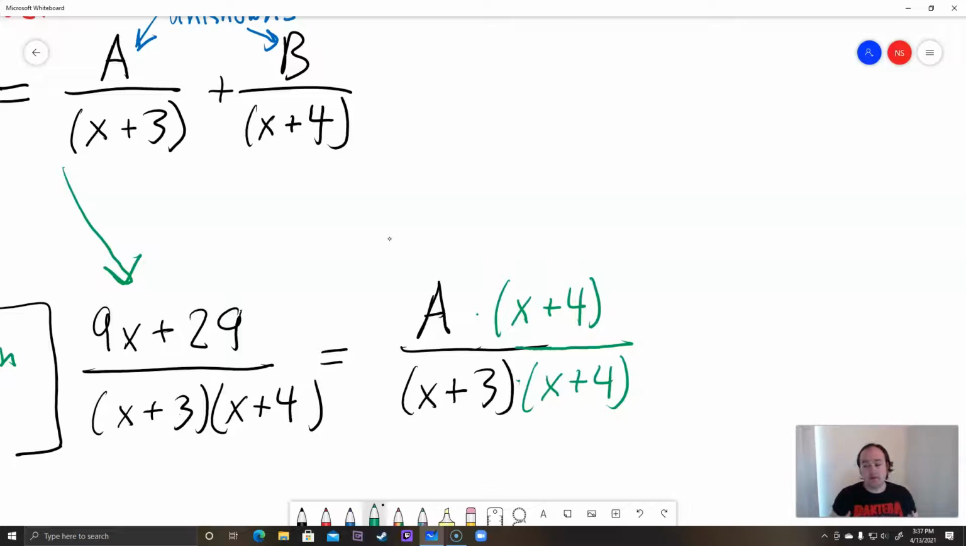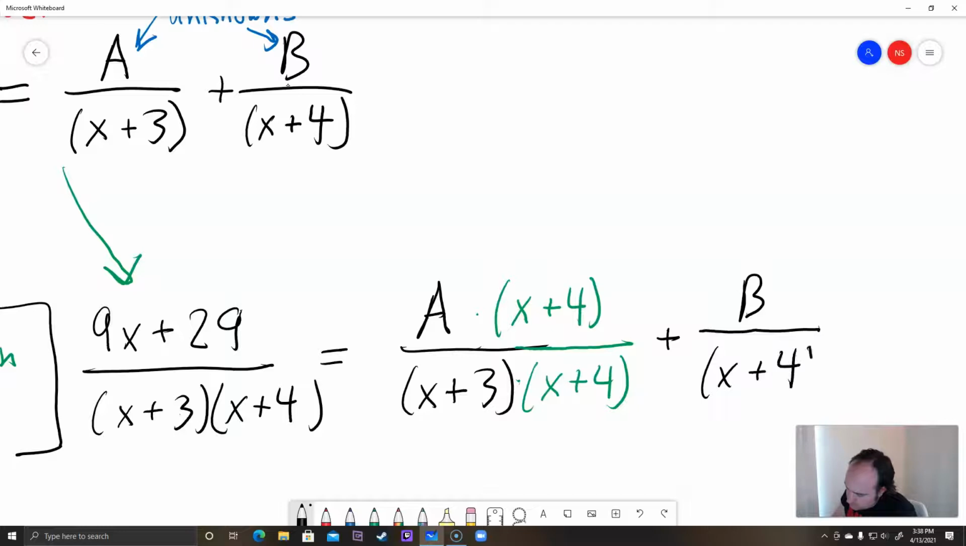Okay, so we're building these all to the LCD. The other term on the right side is b over x plus 4. We can see what we're missing from this denominator is an x plus 3. So we're going to multiply this fraction by x plus 3 on the top and the bottom. So we have plus b over x plus 4, and we multiply the top and the bottom by x plus 3.